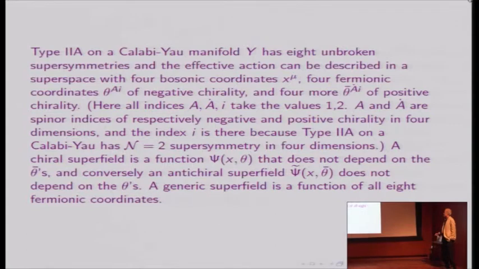A chiral superfield is a function of x and the thetas that doesn't depend on the theta bars. An anti-chiral superfield is a function of x and theta bar that doesn't depend on the thetas. A generic superfield is a function of all 8 fermionic coordinates as well as the bosons.